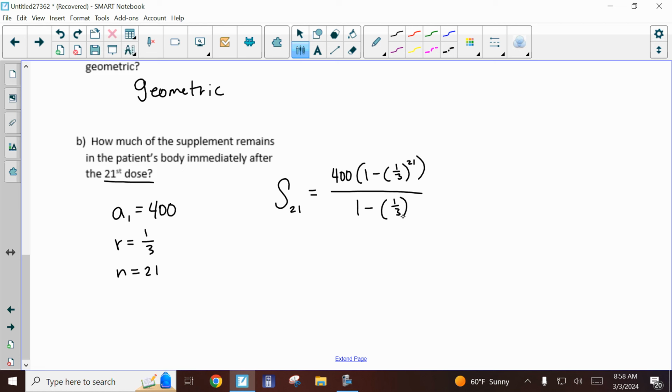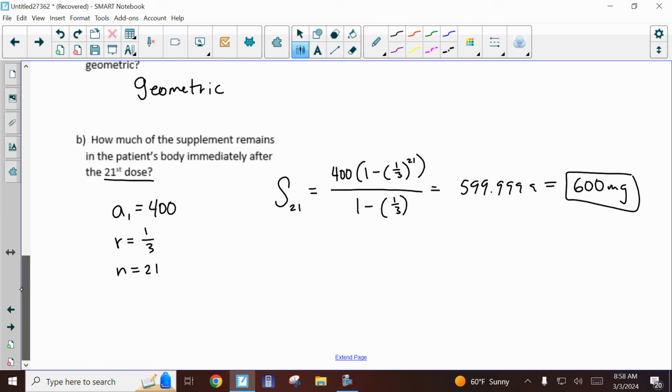So we type this into the calculator, and when you get it into the calculator, it ends up being 599.999, pretty much forever. So I'll just round that to about 600 milligrams. So after 21 pills, he's going to have 600 milligrams in his body because the 1/3 of the previous days, the 1/3 amount keeps getting added to the new amount that he puts into his body.